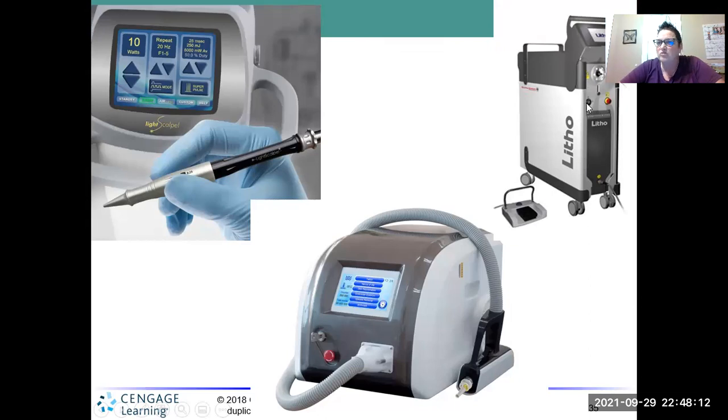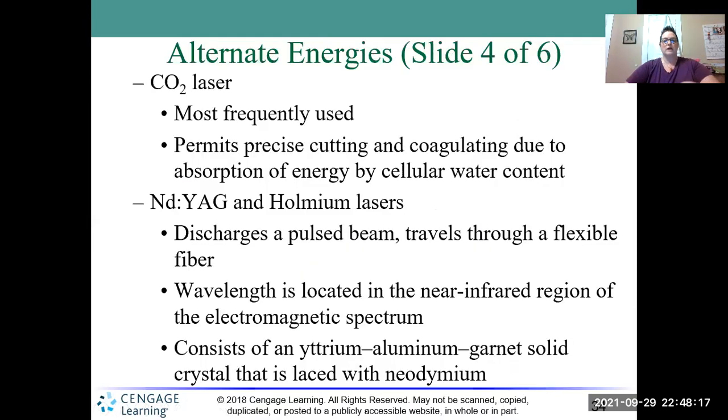The holmium is used more for lithotripsy, and that is where you're getting that pulse beam. We've seen a video at some point in the past, and those of you that haven't yet, when we're talking about kidney disease and kidney stones and how that is treated, we'll see lithotripsy, and that uses this holmium laser where it's providing a pulse beam. And it does go through a flexible fiber that can give that wave pulse.